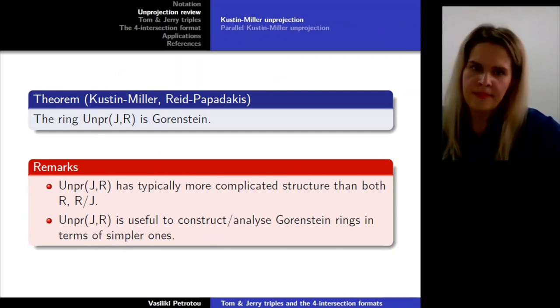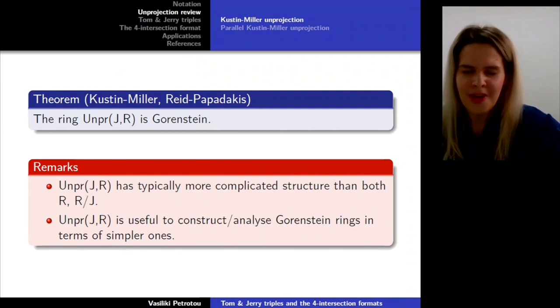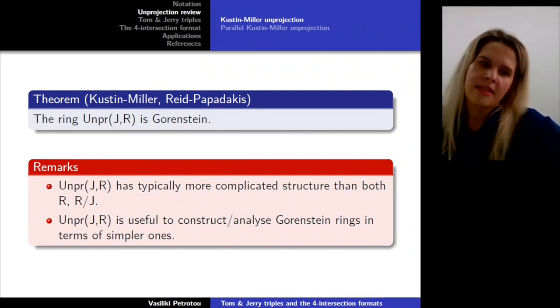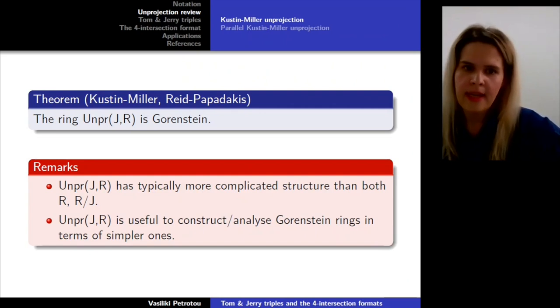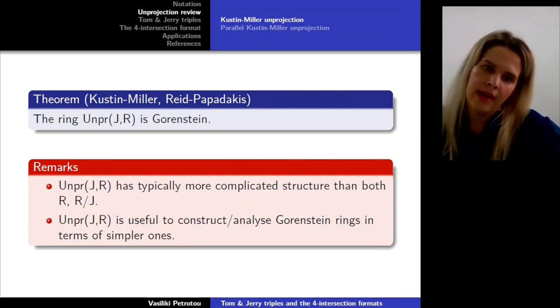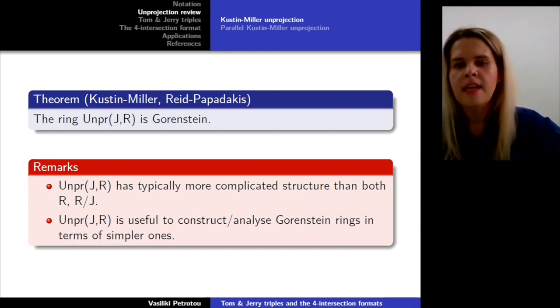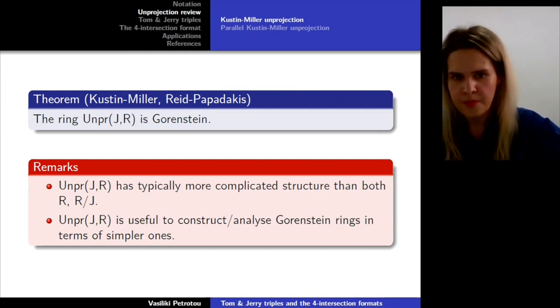Reid and Papadakis proved that the unprojection ring is Gorenstein. Some remarks related to this ring is that it has typically more complicated structure than both the initial ring and the quotient ring, and is useful to construct and analyze Gorenstein rings in terms of simpler ones.